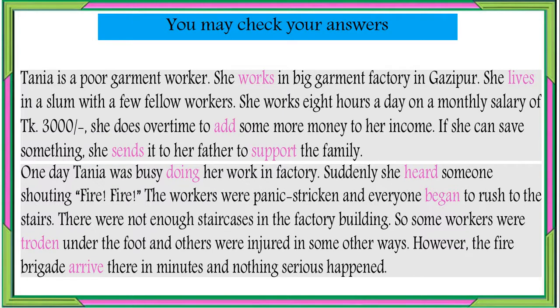Tanya is a poor garment worker. She works in a big garment factory in Gazipur. She lives in a slum with a few fellow workers. She works 8 hours a day on monthly salary of Taka 3000. She does overtime to add some more money to her income. If she can save something, she sends it to her father to support the family.